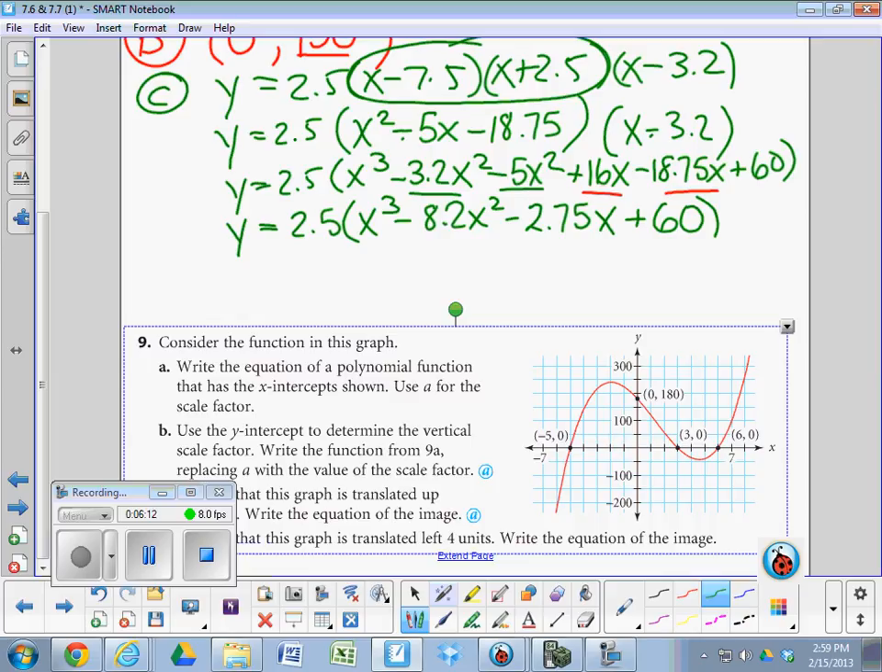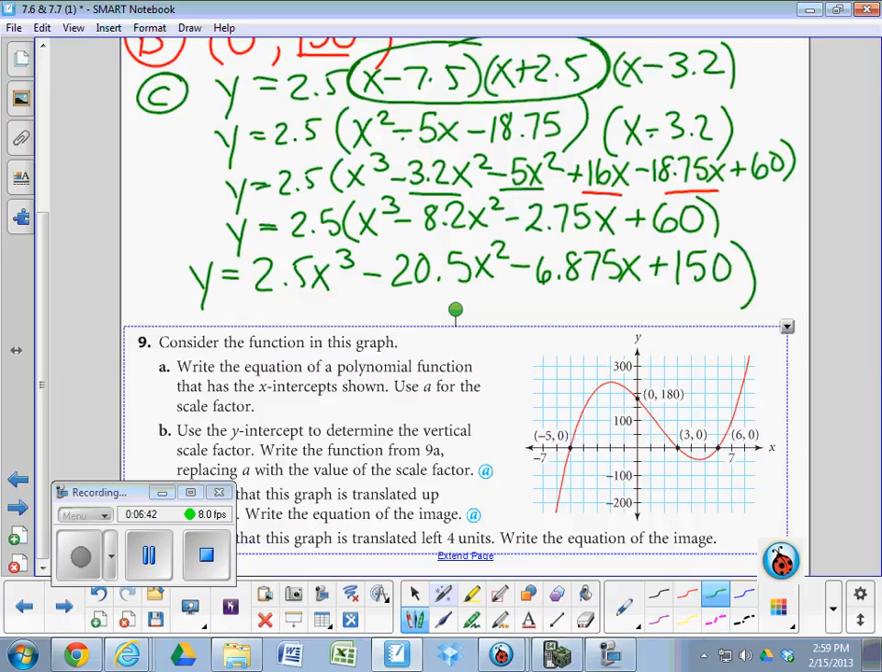We're almost done. The last step is to simply distribute the 2.5 to everybody, and then you're in general form. 2.5 times 8.2. Does anybody have the calculating device handy? 20.5x squared minus 6.875x plus 120 plus 30, 150. No parentheses required.